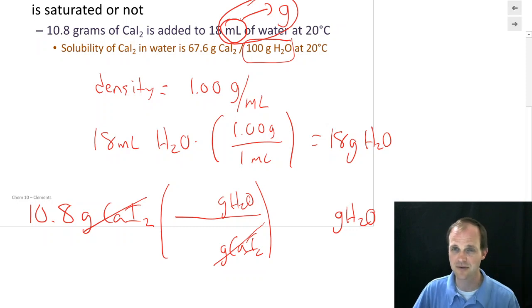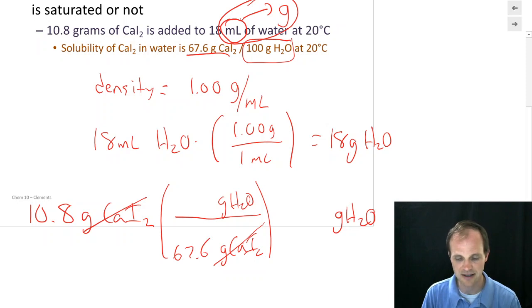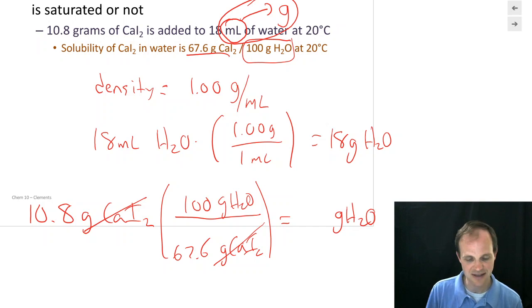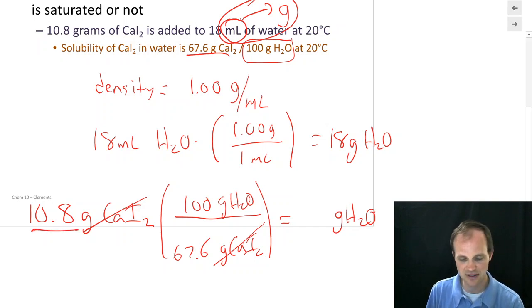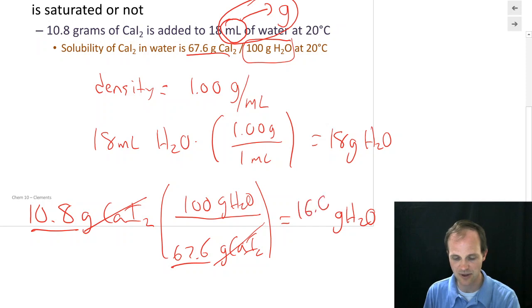How do we get those numbers? Grams of one thing to grams of another, you should think about solubility. We go up here. We're given this information: 67.6 grams of calcium iodide stays attached to calcium iodide, and 100 grams of water. I type that into my calculator: 10.8 times 100 divided by 67.6. I get 15.976. What do I have? 3 sig figs here, 3 sig figs here. So I get 3 sig figs at the end, and it's 16.0 grams of water.